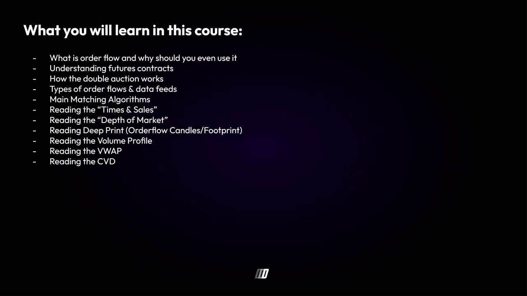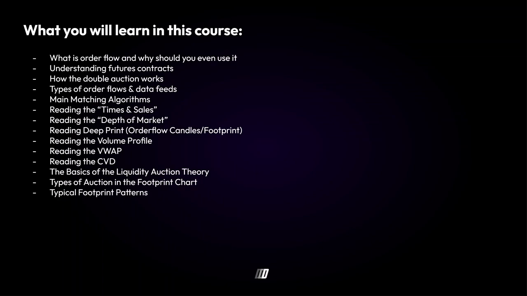We're going to read the CVD, which is a cumulative volume delta indicator that basically takes the aggregate of the order flow you see inside of a session and displays it in a way that clearly shows you market pressure in a very intuitive way. Then we're going to understand the basics of the liquidity auction theory and the auction market theory model, the types of auctions seen from the footprint chart, some typical footprint patterns, and finally the session flow. How does the auction flow inside of a session? Is there a rhythm that we can follow throughout every single day, and that we can read through order flow?